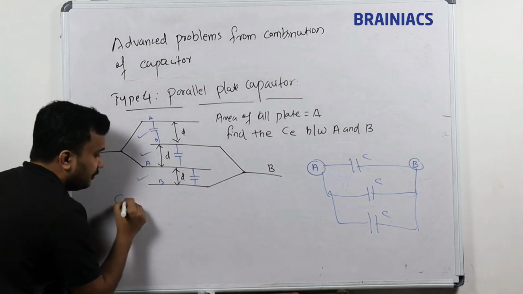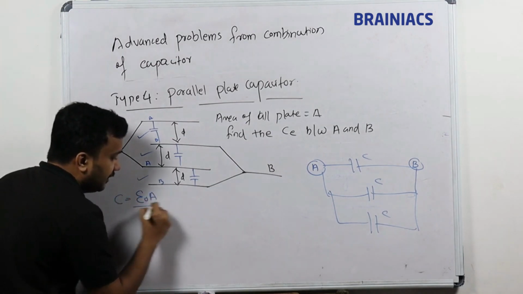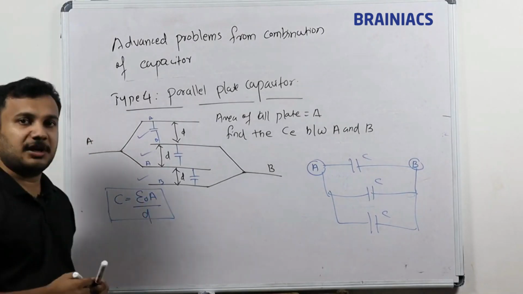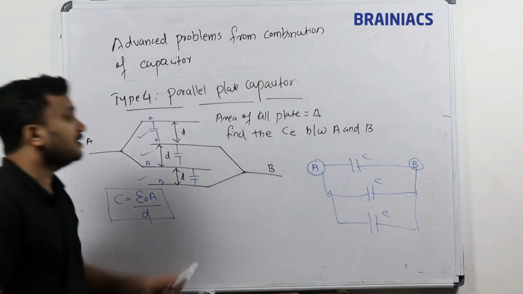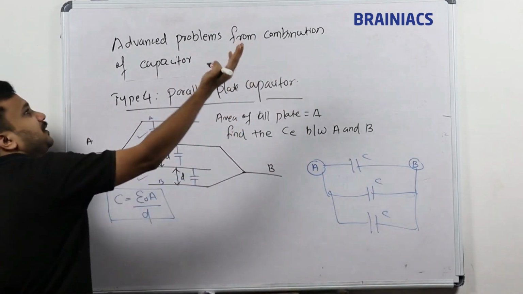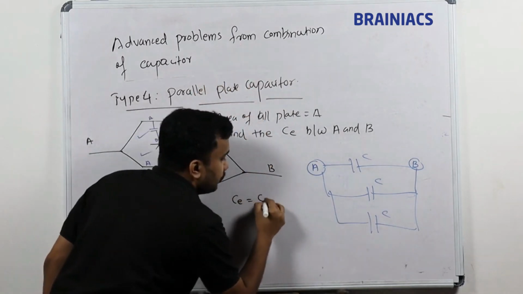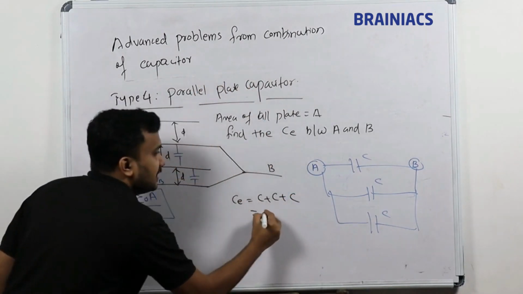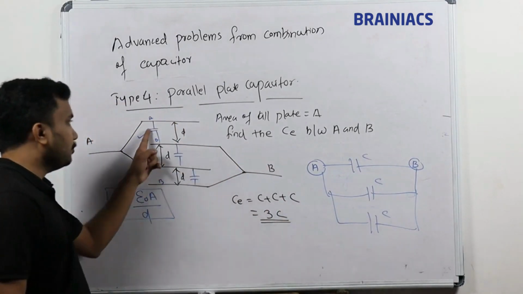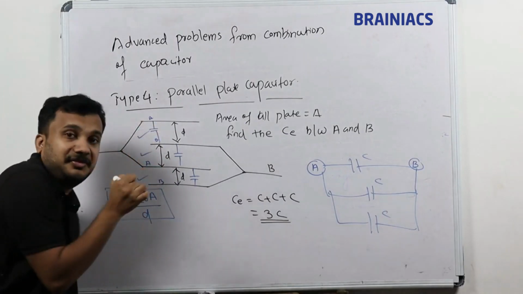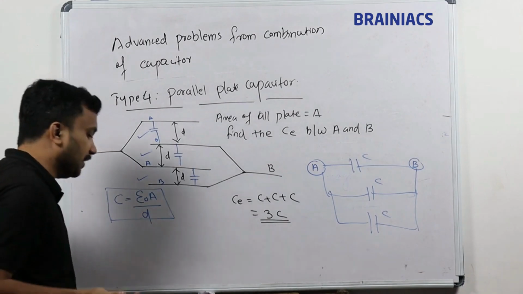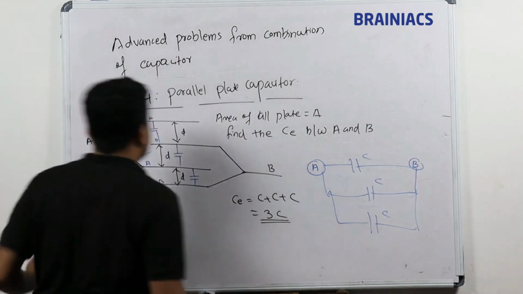What is the capacitance value of a parallel plate? Epsilon A divided by D. In the previous sessions we have learned this: C equals epsilon A by D. Now the capacitances are connected in what kind of connection between A and B? Parallel connection. So C equivalent equals C plus C plus C. The answer is 3C. Beautiful answer. So whenever you name the plates like this, it leads to an equivalent capacitance.